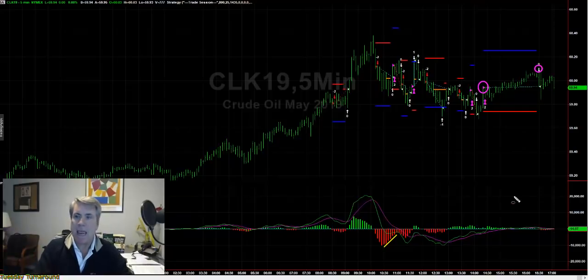So we can't pick and choose and turn this off to make performance look better or worse. It's run as it's run. What we can do, from a discretionary standpoint, is decide which signals we want to take. Now, below in the lower quadrant is my proprietary volume indicator.